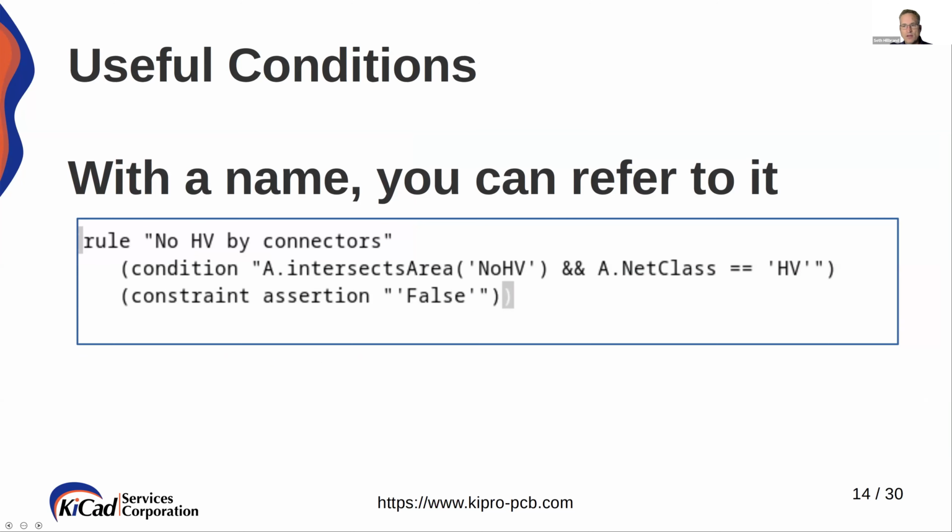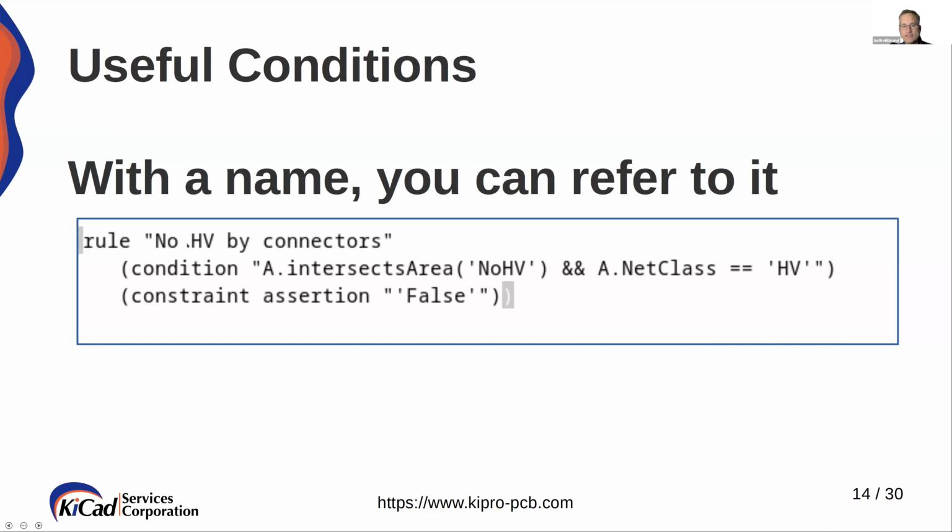With a name on this rule area, you can refer to it in your custom rules. So here, we say rule, and we give the rule a description, because this is what we're going to see in the DRC check when it fails. We want to know which rule we're checking. So this is no high voltage by connectors. This is the name of the rule.